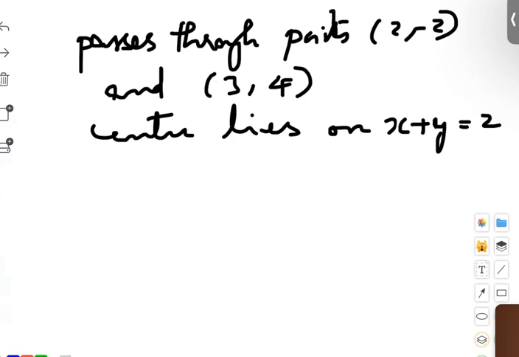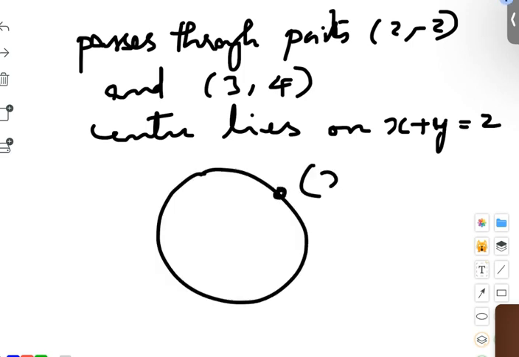Sir, so here do we have to find the distance of the points from the center and then equate them, and then find x and y? I'll tell you. So through the points, you have 2 points. One of them is 2 and minus 2, and another point is 3, 4.